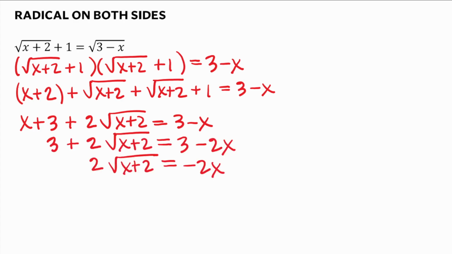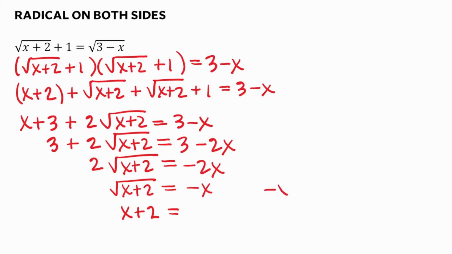And then I might divide both sides of that equation by 2 and get the square root of x plus 2 equals negative x. Okay, well, I've got the radical isolated. I need to take both sides to an appropriate power. If I've got the square root of x plus 2, I'm going to need to square that, get that square root out of there, so I'll say x plus 2 is equal to the square of negative x.